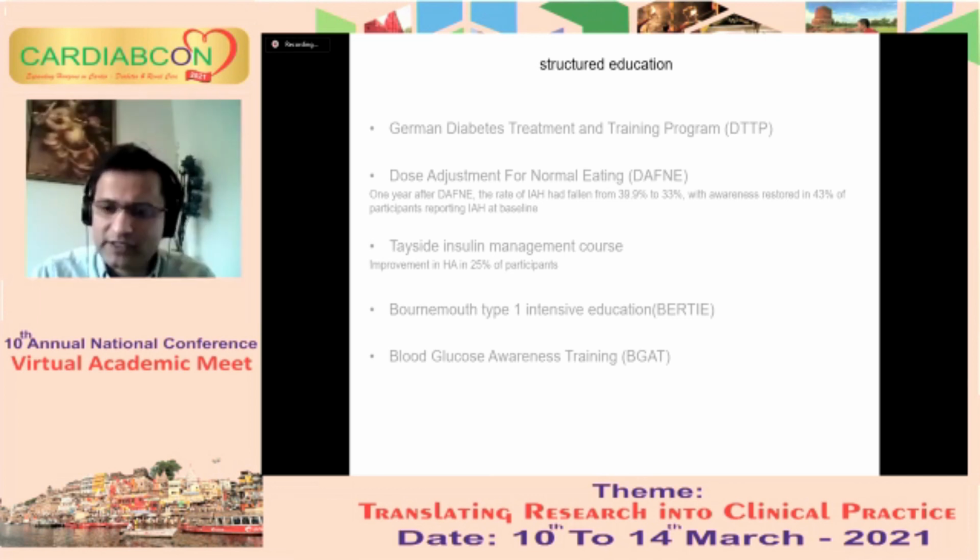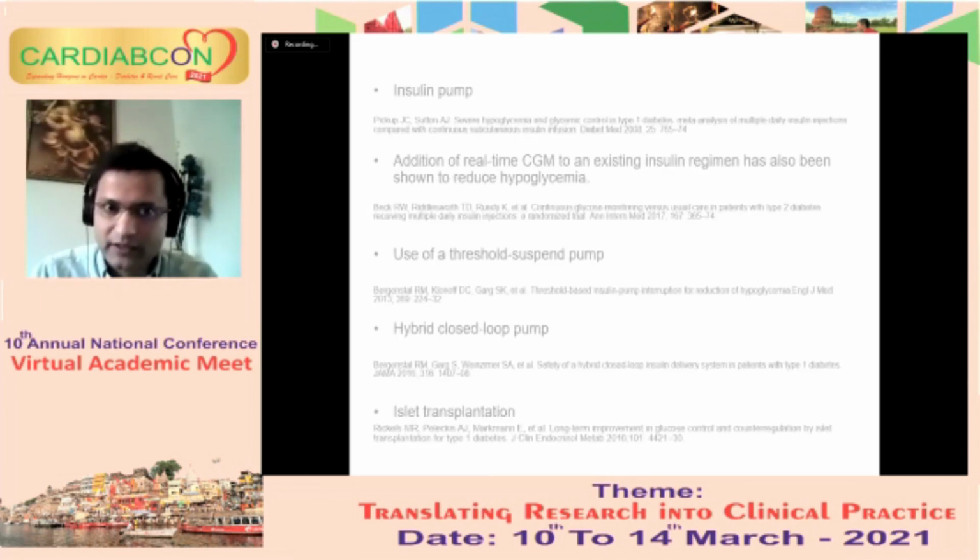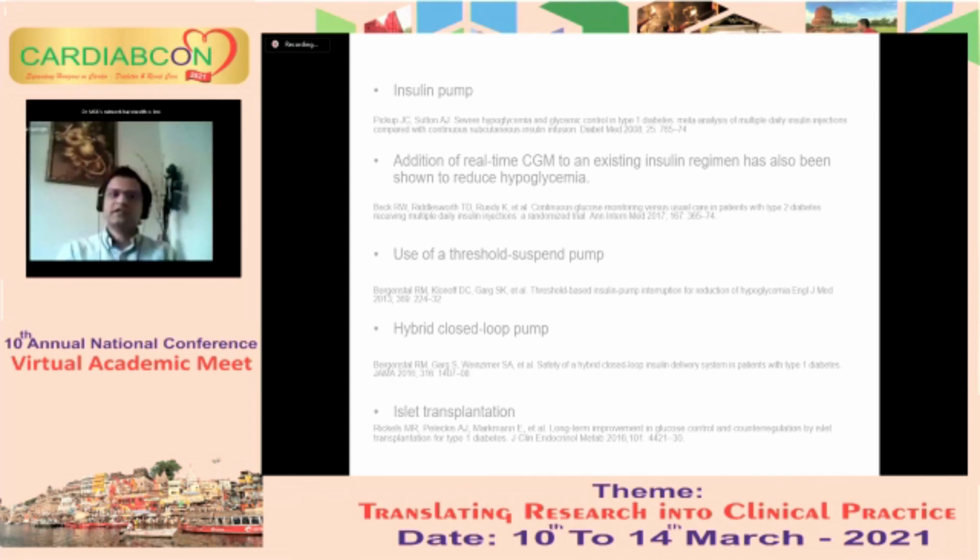And there are various blood glucose awareness trainings. This is my last slide where we look at the various other ways we can combat the hypoglycemia. So if there is recurrent hypoglycemia without any obvious reason and causing suboptimal blood sugar control as well, there are various options we can try, either the insulin pump, CSII, as we always discuss.